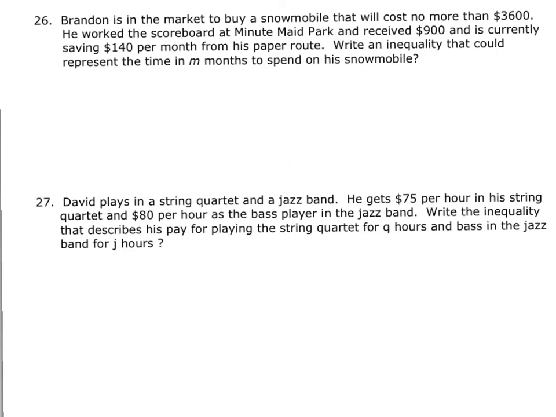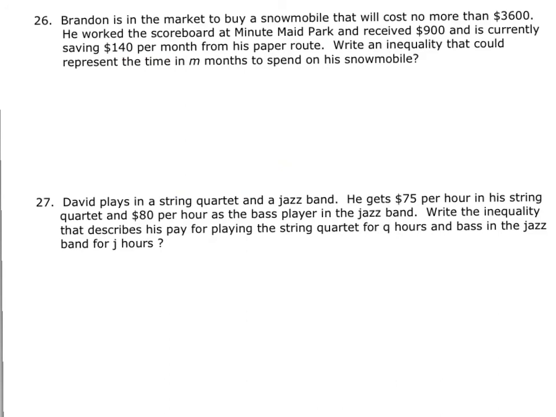Okay, 26. Brandon is in the market to buy a snowmobile that will cost no more than $3,600. He worked the scoreboard at Minute Maid Park and received $900 and is currently saving $140 per month from his paper route. Write an inequality that could represent the time in M months to spend on his snowmobile.